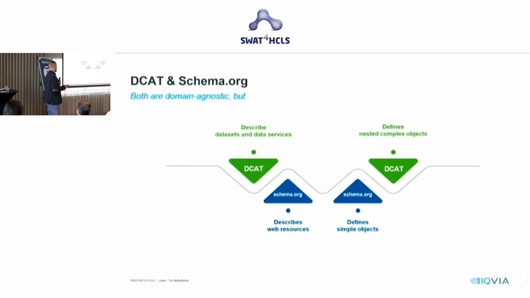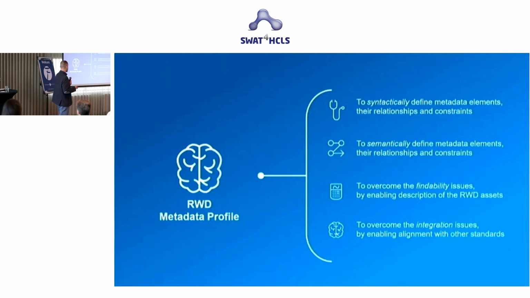While schema.org defines simple objects, it has a simpler and flatter structure. So our proposal is a metadata profile for real-world data, extending DCAT. This would allow us to define syntactically and semantically the metadata elements, but also their relationships and their constraints. The goal is to overcome both issues: the findability, by enabling the description of the assets, but also the integration issues, by supporting the alignment with other standards that could be available.